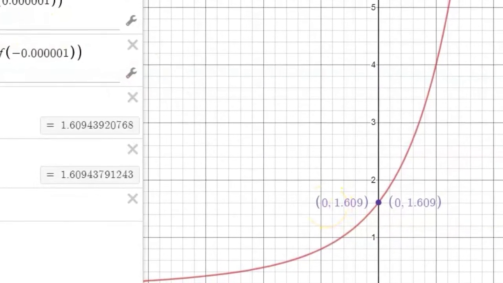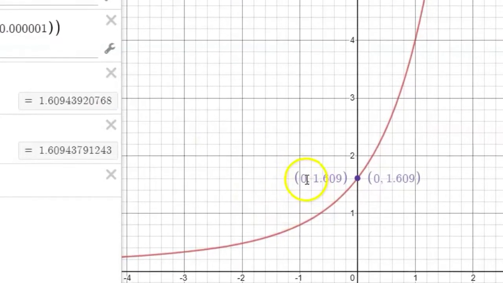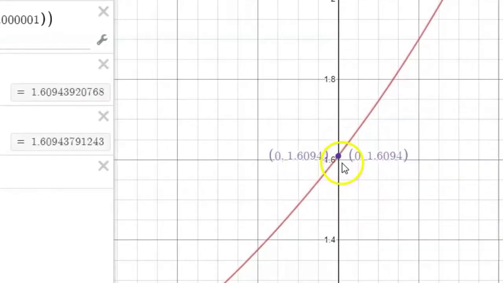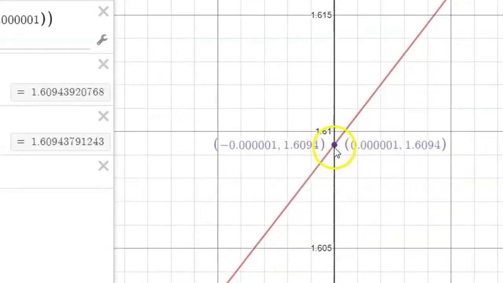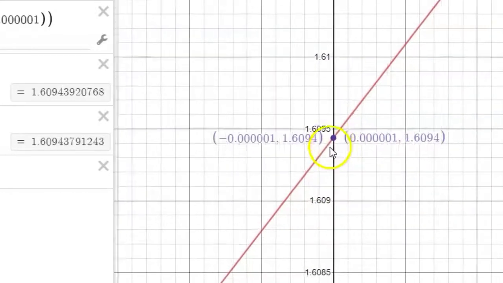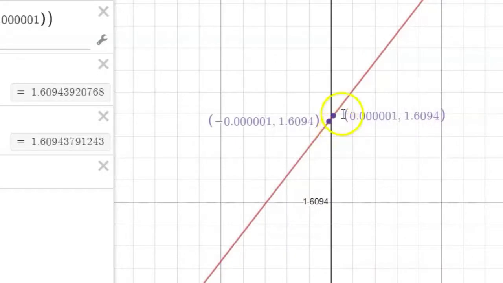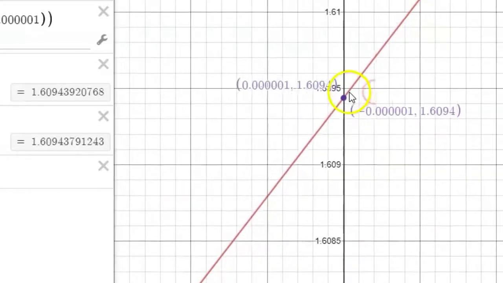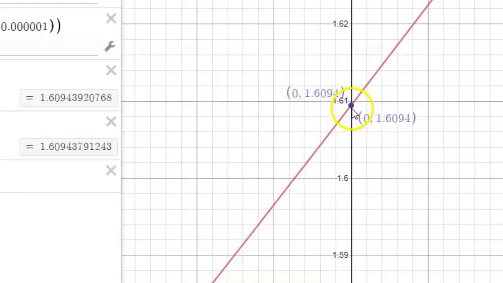Now over here in the graph, Desmos is doing some rounding. It's really 0.000001. Desmos is rounding that to just 0. But please keep in mind that it's not. If I zoom in close enough, you would see that that point is really 2 points on either side of 0. You're starting to see it about now. So there it is.